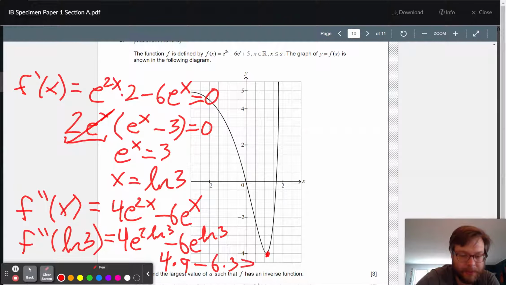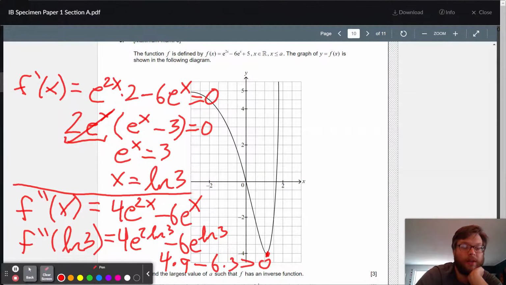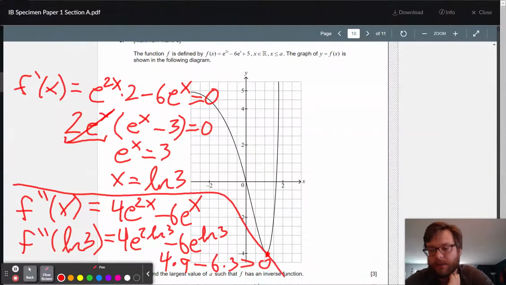And this is positive. Now, why does that matter? When the second derivative is positive, it's concave up. And so now we've proved that that's the minimum value. I would say that this part right here is a little bit overkill, because you have the graph and you should be okay with making that determination from the graph. So now we have answered part A.